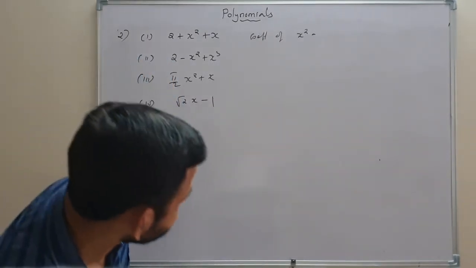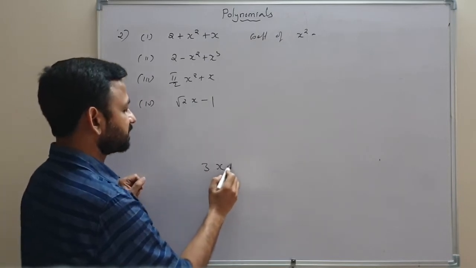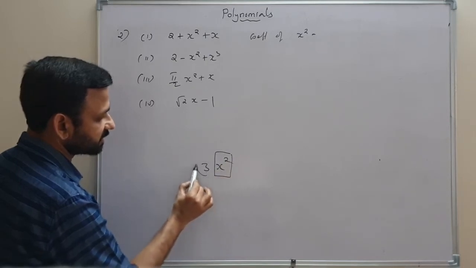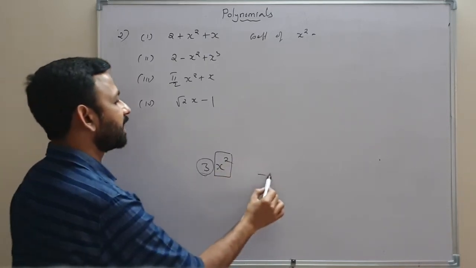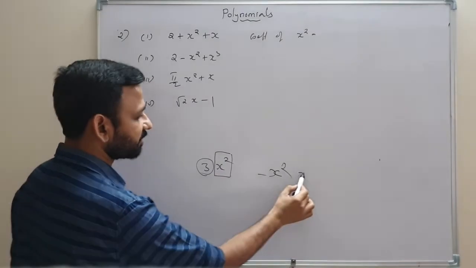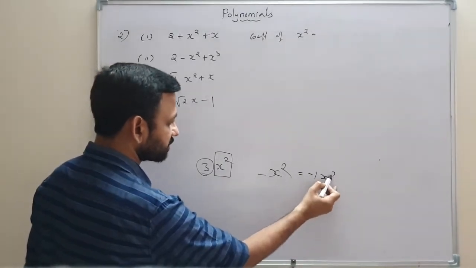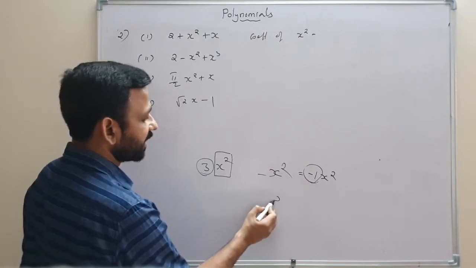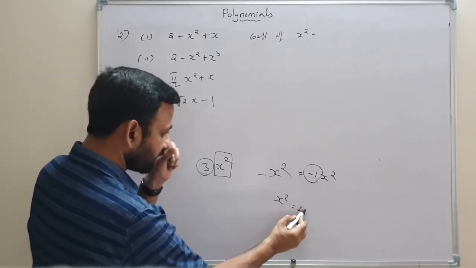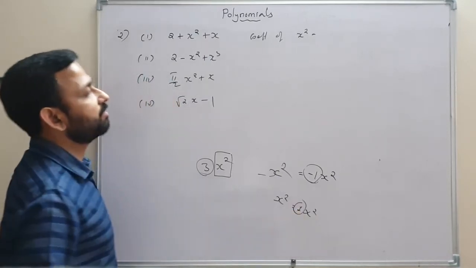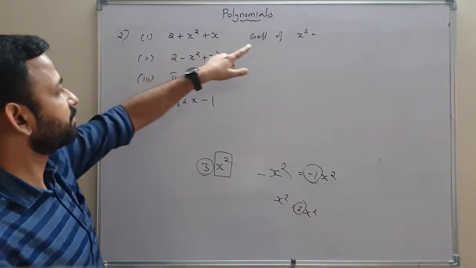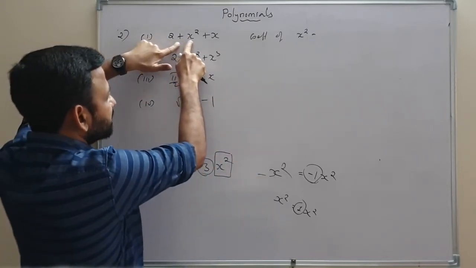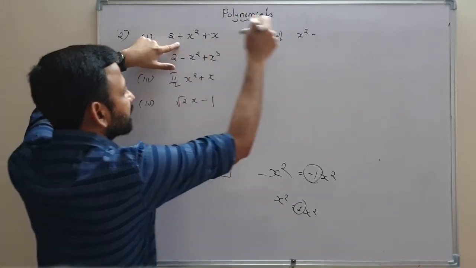So here 3x square. The coefficient of x square, this number 3. Minus x square is actually minus 1 into x square. So the coefficient of x square is minus 1. x square is actually 1 into x square. The coefficient of x square is 1. So similarly, we need to find the coefficient of x square. So this is the term containing x square. So its coefficient here is plus 1.